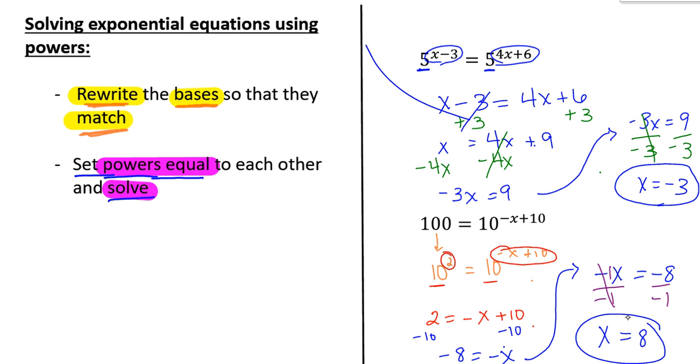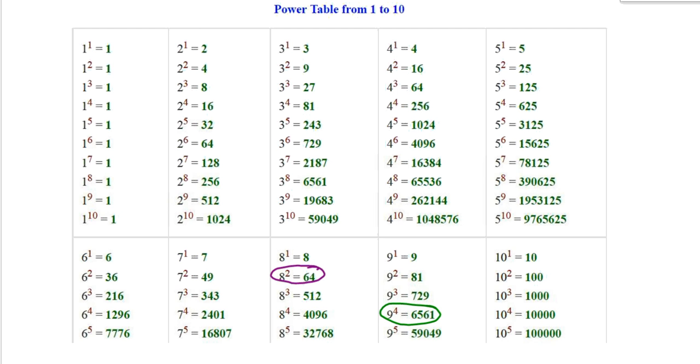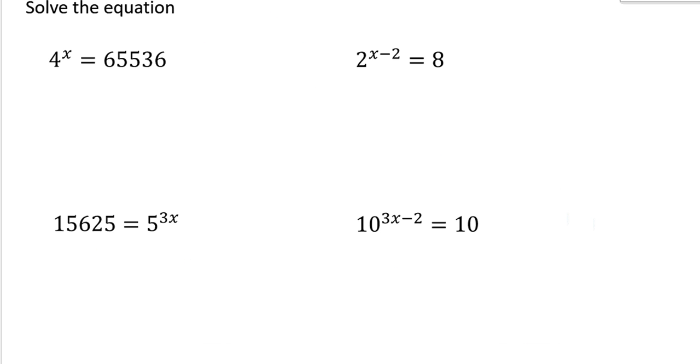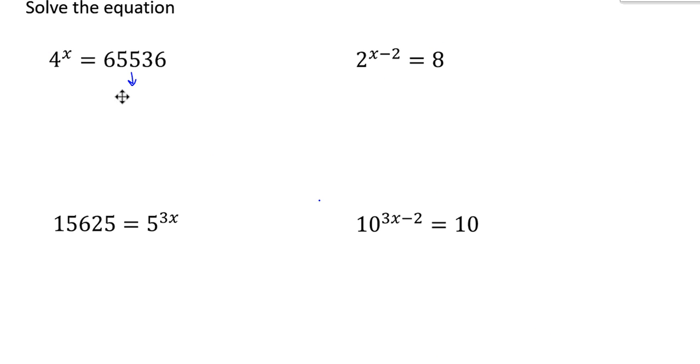So solving exponential equations using powers. This is what you're going to do. And you're going to have that handy-dandy little table with you, and you can use it through all the problems. The point is that you're able to solve these equations using that. So let's start with this one. 65536 under the 4 column. Let's see, that's this guy. So 4 to the 8th. That means that x equals 8.